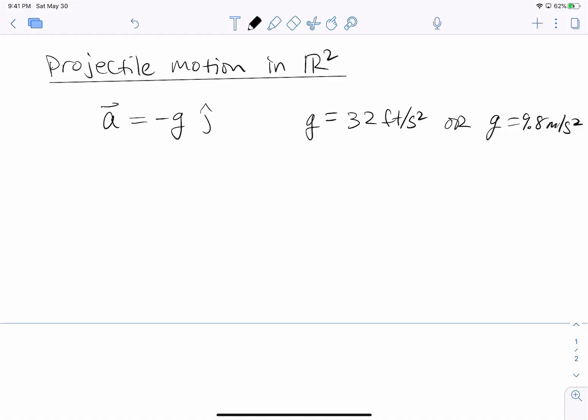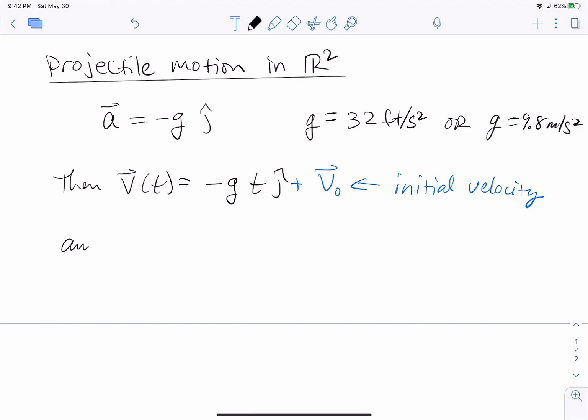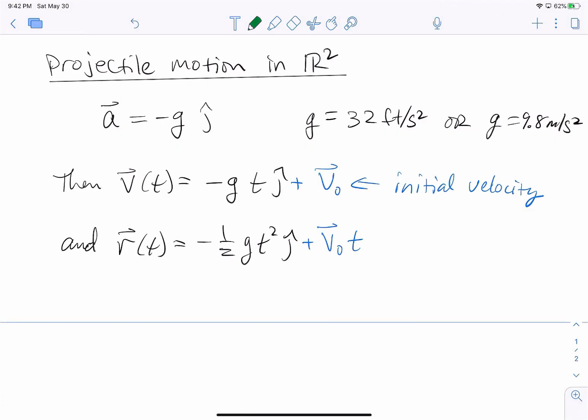If a is negative gj, then v of t is going to be the antiderivative, negative gtj plus v naught, where v naught is an initial velocity. And r of t, the position, is going to be negative 1/2 gt squared j plus v naught t plus r sub 0, which is going to be an initial position. I know that went by a little quick. It was 2 steps of anti-differentiating.